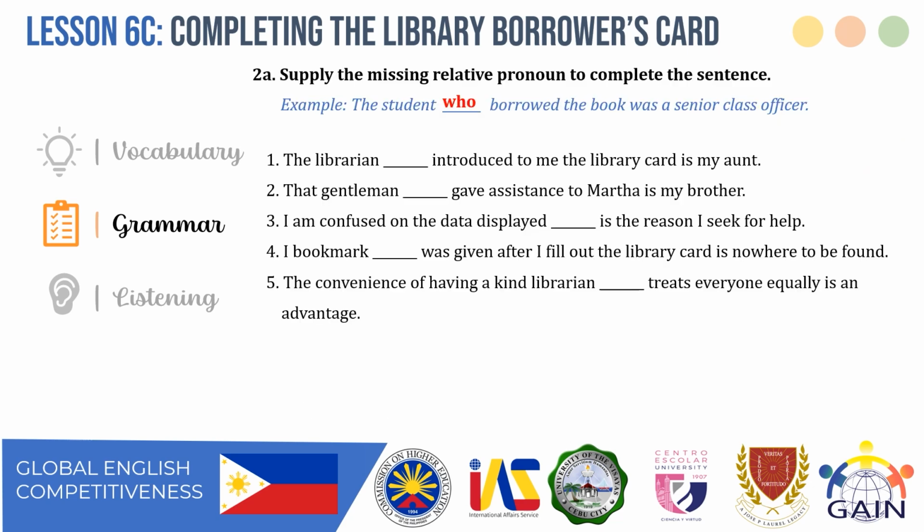Now, supply the missing relative pronoun to complete the following sentences. For example, the student who borrowed the book was a senior class officer. Again, we use who to refer to the student. Now pause the video and answer items number 1 to 5. Here are the correct answers.